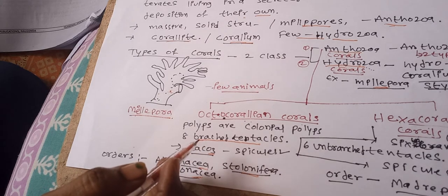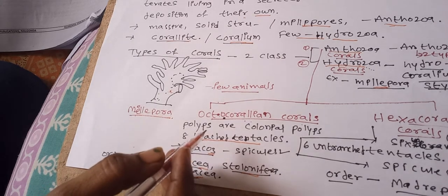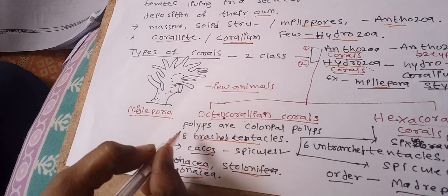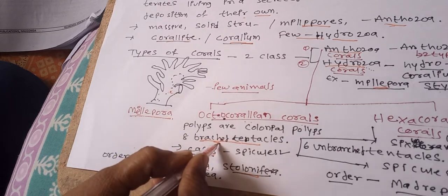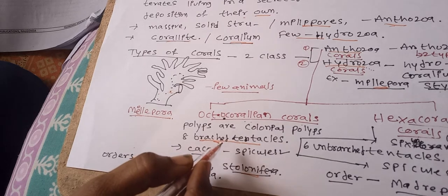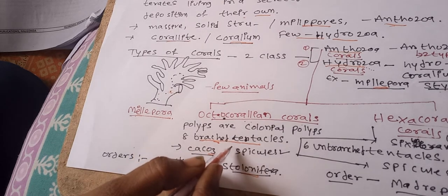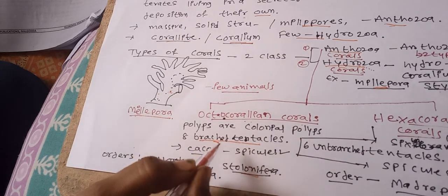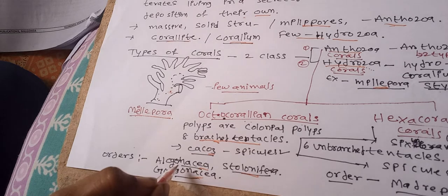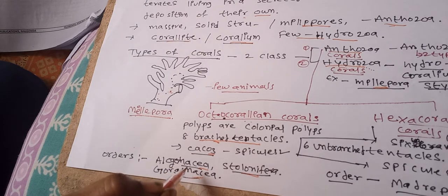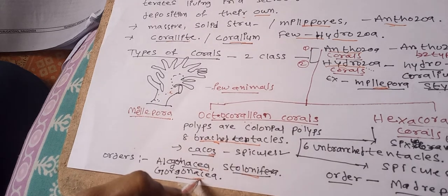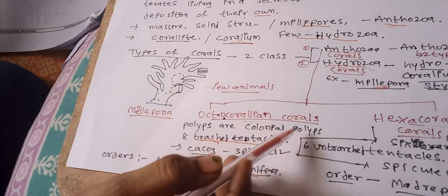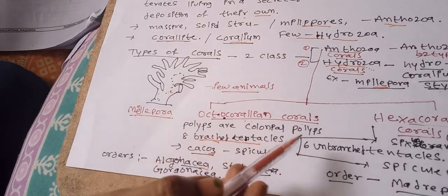The octocorallian polyps are colonial polyps with eight branched tentacles. The corals contain spicules of calcium carbonate. Octocorallian corals are included in four orders: Alcyonacea, Stolonifera, Coenothecalia and Gorgonacea. These four orders are in octocorallian corals. Next, examples.